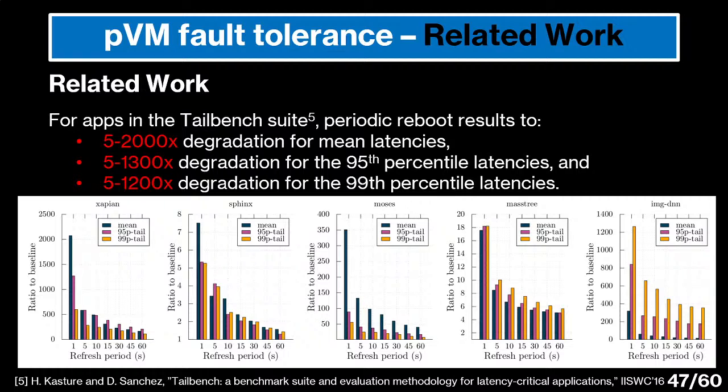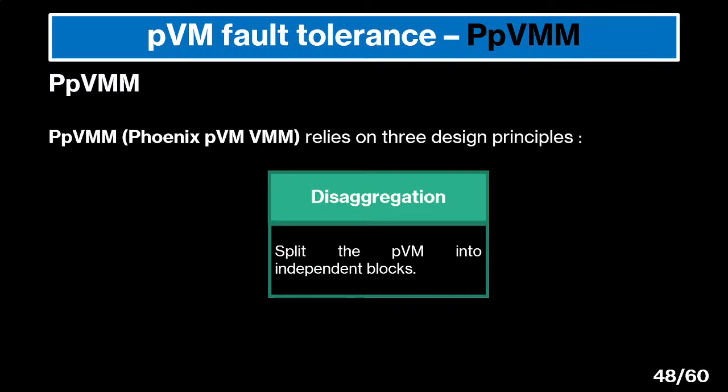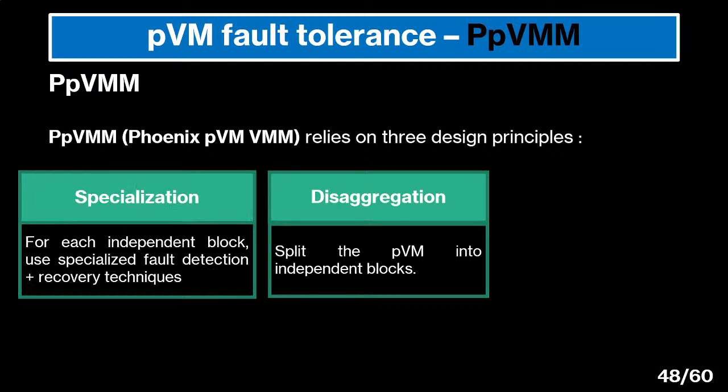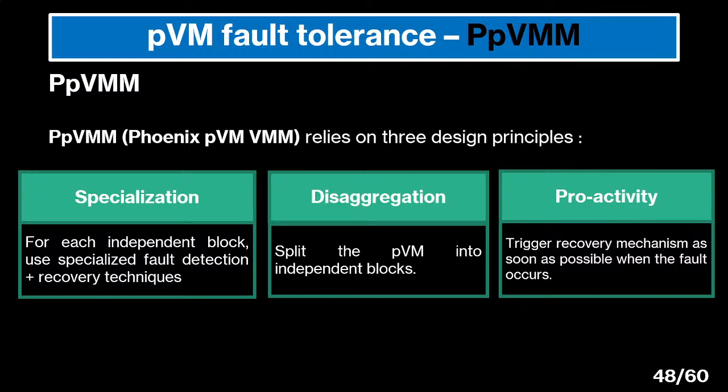So to mitigate this, we propose a solution which we call PPVMM, for Phoenix PVMM, which relies on three design principles. The first one is disaggregation, that has been presented before, that consists in splitting the privileged virtual machine into independent blocks. The second one is specialization, that consists of having specialized fault detection and recovery techniques for each block. And the last one is proactivity, that consists in triggering recovery mechanisms as soon as the fault occurs.